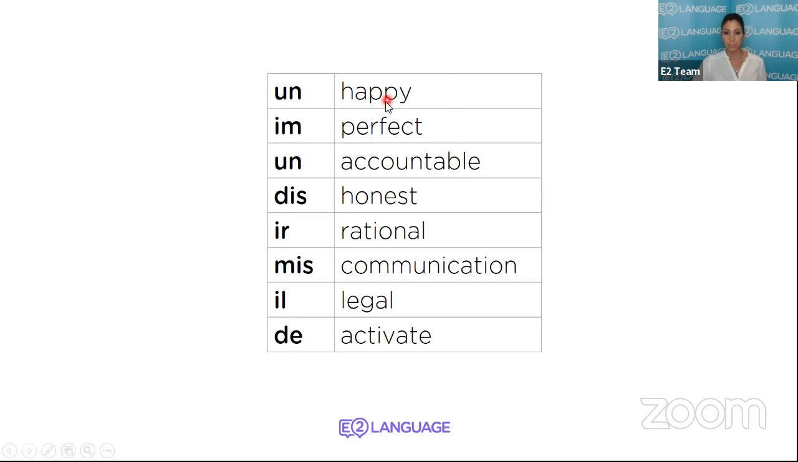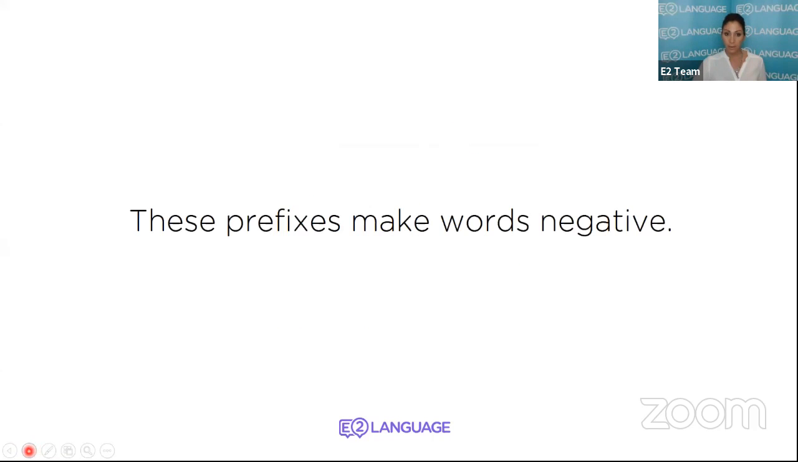For example, happy becomes unhappy, perfect, imperfect, accountable, unaccountable, honest, dishonest, rational, irrational, communication, miscommunication, legal, illegal, and activate, deactivate. So what do you notice about the prefixes? What do they do to these words? These prefixes make the words negative, or they negate them.